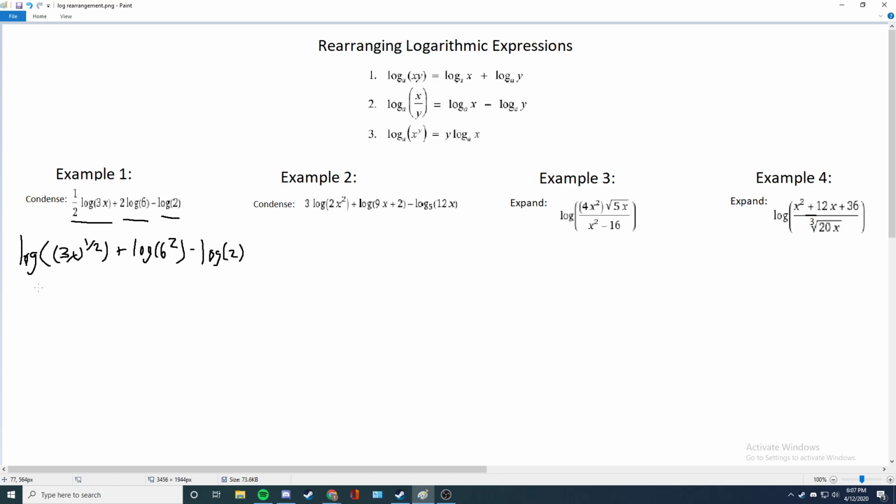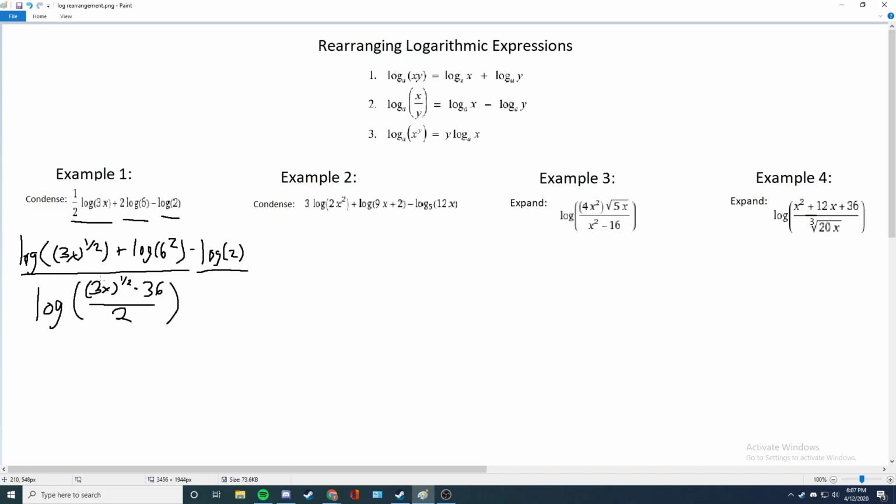We're going to do log, and then since we've got these 2 logs added together, we'll multiply their contents. So 3x to the 1/2, which we'll make look simpler soon, times, and then we'll just make 6 squared 36, just for simplicity. And now we have to divide by this log 2 since we're subtracting it. So we'll divide by 2, and now we'll simplify the inside.